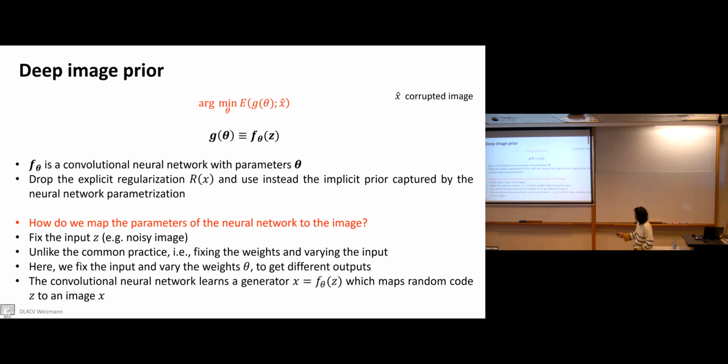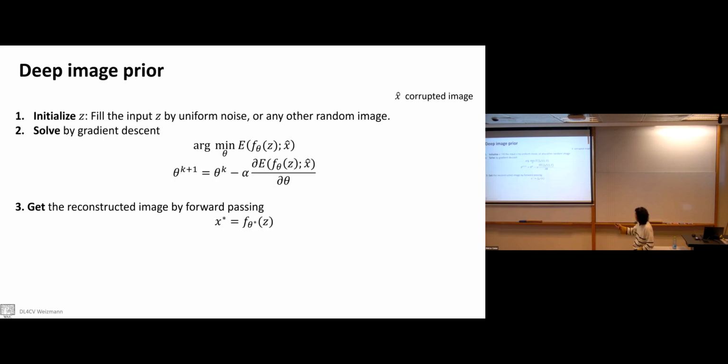So a few lines of pseudocode: initialize with uniform noise, solve the gradient descent. The gradient descent is solved with respect to the neural net parameters, theta. And then in the forward pass, in order to predict X star, you're going to use the parameter theta and the input Z, random Z. This is the idea of the deep image prior.